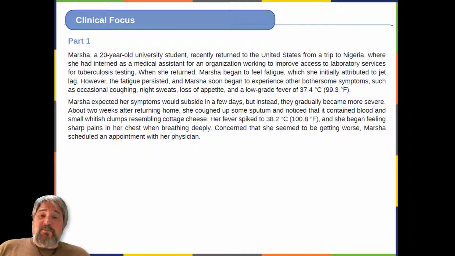Marcia expected her symptoms would subside in a few days, but instead, they gradually became more severe. About 2 weeks after returning home, she coughed up some sputum and noticed that it contained blood and small whitish clumps resembling cottage cheese. Her fever spiked to 38.2 degrees C, 100.8 degrees Fahrenheit, and she began feeling sharp pains in her chest when breathing deeply. Concerned that she seemed to be getting worse, Marcia scheduled an appointment with her physician. Could Marcia's symptoms be related to her overseas travel, even several weeks after returning home?